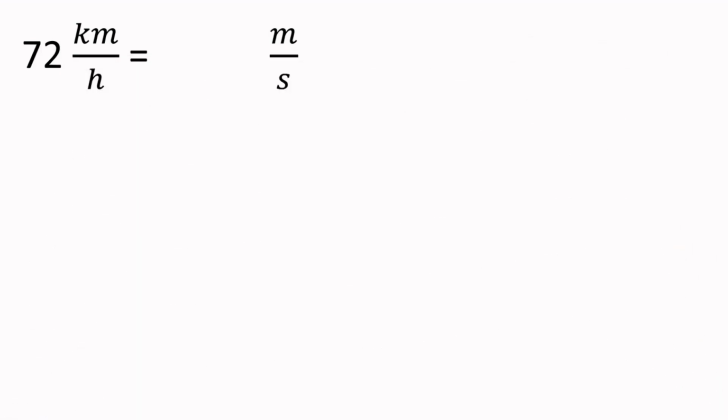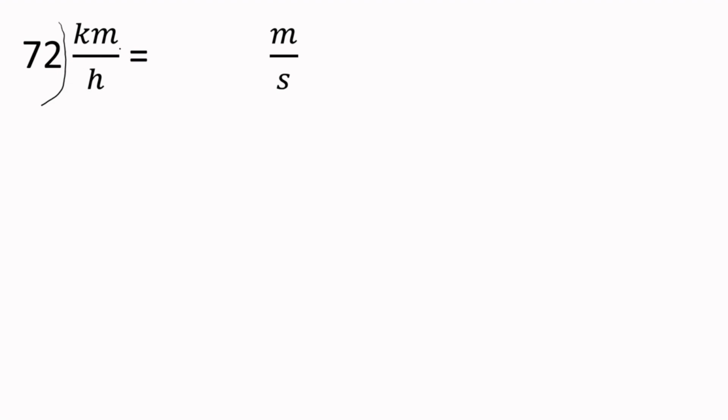Okay, let's solve the first example. Here we have 72 km/h and we want to convert it to meter per second. I'm going to introduce you to a method and I expect you to do that step by step. First of all, let's put the number aside. At the beginning we have nothing to do with the number. We are going to return to the number in following steps.